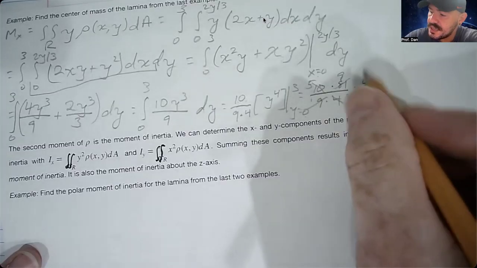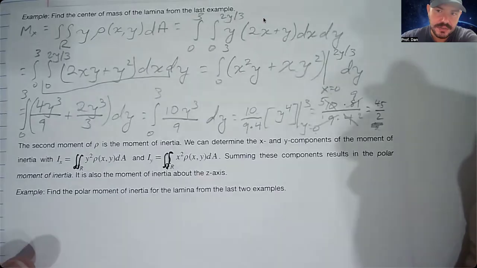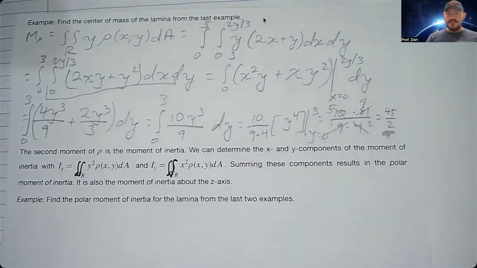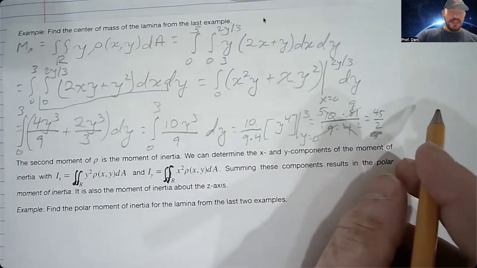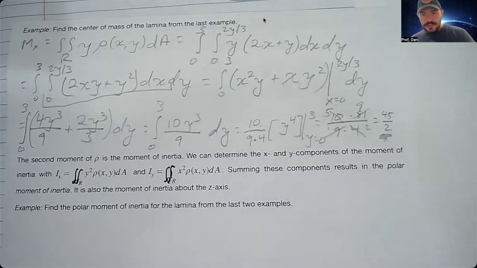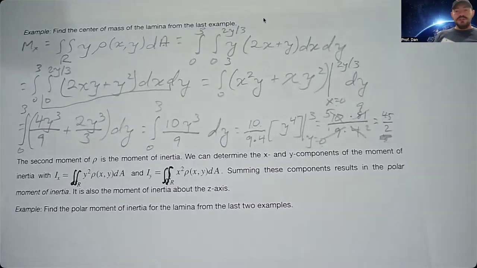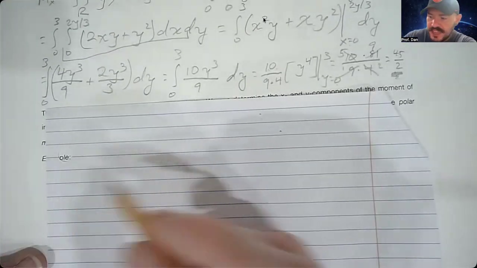So this is the moment along the x-axis of mass, right? So when I divide this by the mass, 10, that gives me the x coordinate of the center of mass. Now we have to do the same thing for y to get the component along the y-axis, which will then allow us to get the y coordinate for the center of mass.